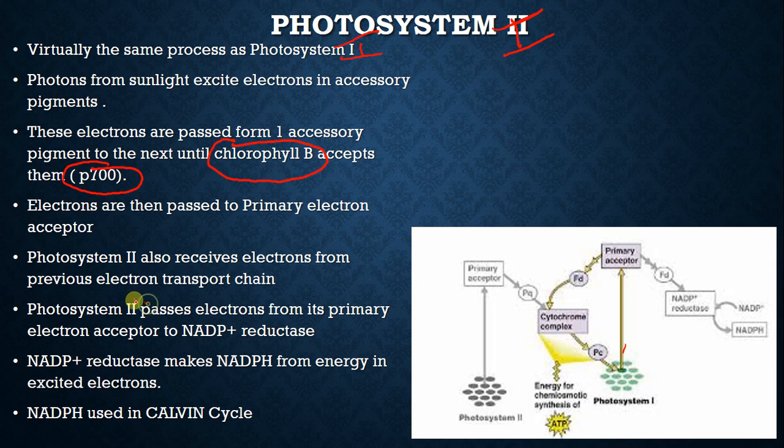Except this time, the electrons from the primary electron acceptor will flow into an enzyme called NADP+ reductase, which will use those electrons to reduce NADP+ to NADPH. So we're making NADPH, and we'll use NADPH in the Calvin cycle.